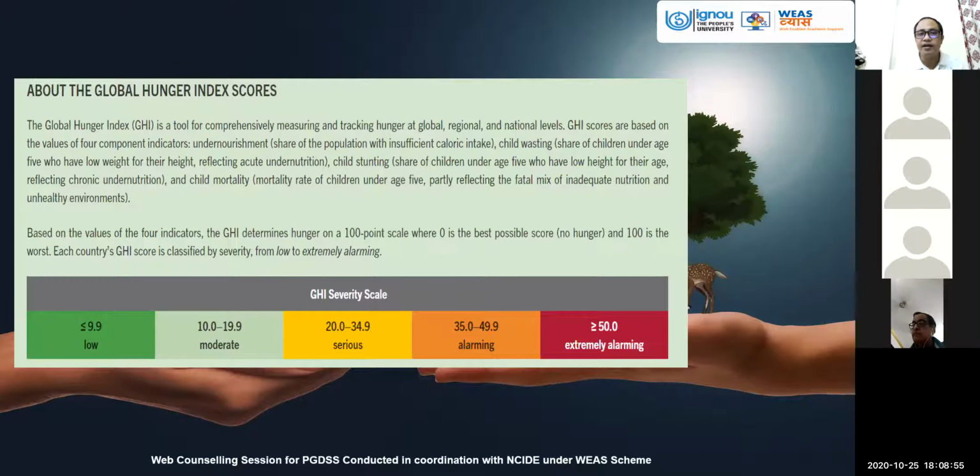They are undernourishment, that is the share of the population with insufficient calorie intake. That's why we're saying it's not about the quantity of food; it talks about the quality of food, nutritional value. Then child wasting, the share of children under age 5 who have low weight for their height, reflecting acute undernutrition. This component was not there before. Then child stunting, because if you do not provide nutritious food, there will be stunting in children. Then child mortality, of children under age 5, partly reflecting the fatal mix of inadequate nutrition and unhealthy environment.